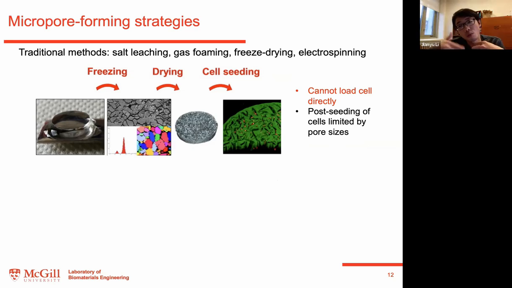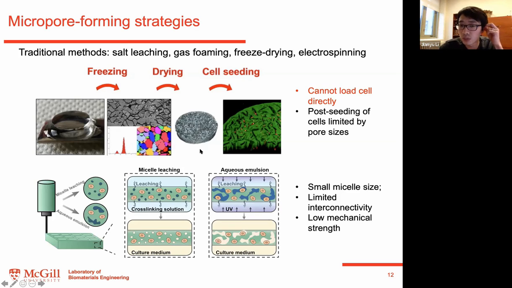And if you try to make a small pore, that's feasible. However, it's very difficult to seed in the cells, especially when you are targeting a pore size on the order of like 1 to 10 micrometers. It's comparable to the cell. The cells will feel a tremendous amount of resistance to loading, and that limits the cell seeding density, and also, right, that would limit the function of those tissue engineering scaffolds.